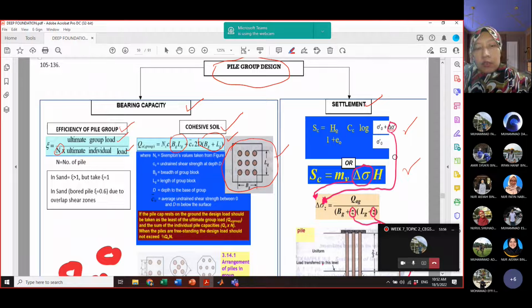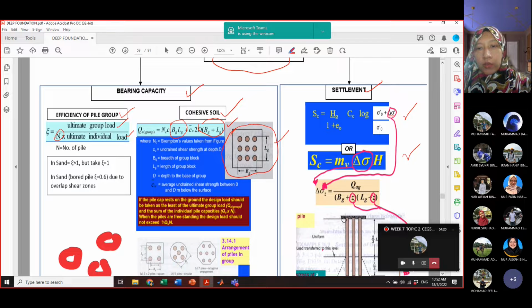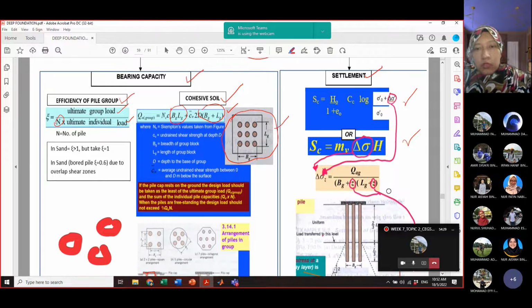Okay, the next one, when we talk about pile, sama ada in single ataupun in a group, dia akan create a settlement. Sebab bila kita penetrate into the ground, even in the dense sand ataupun in the soft clay, so you may see the changes in the depth. Dia berlaku pergerakan tanah. Pergerakan tanah tu mengalami enapan. So the enapan or the settlement can be estimated from these equations, primary consolidation settlement, ataupun from this one equation by having or by determining the increment of the vertical stress due to the pile group.